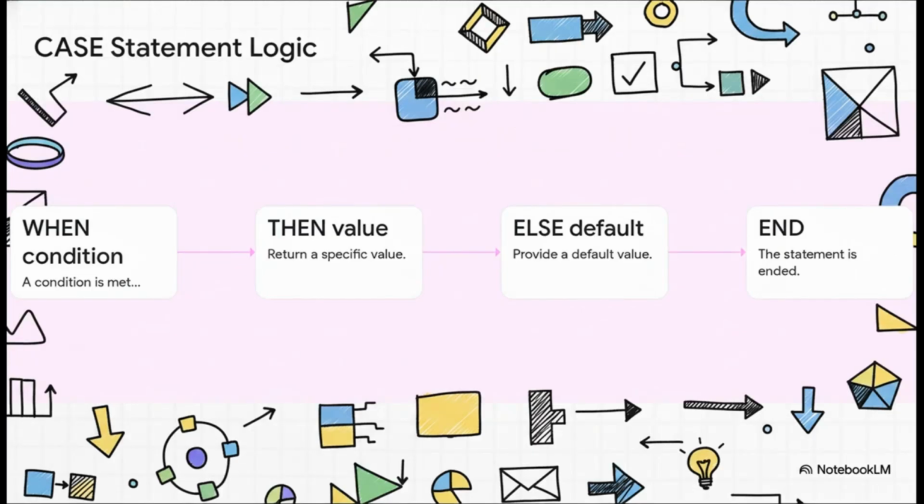The case statement is amazing. It's basically how you put if, then, else logic right into your select query. It lets you create new categories or transform data on the fly. You just say when this condition is true, then give me this value. Else, if none of the conditions are met, give me this default value. And you just close it with end. It's so powerful for categorizing your data.